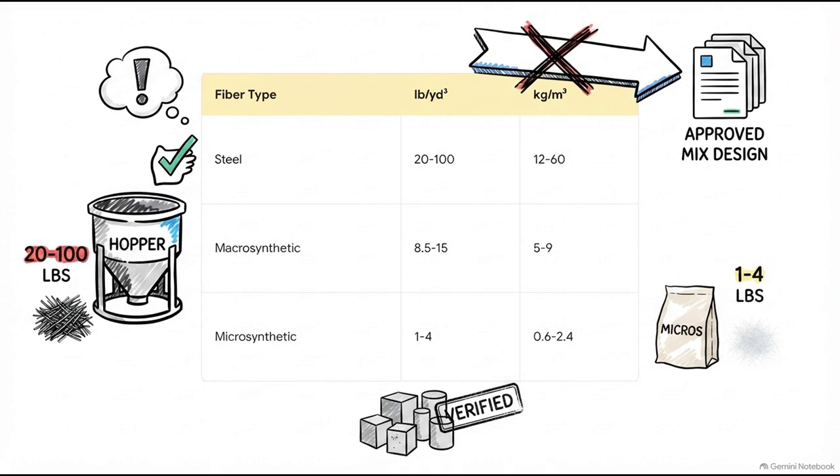But here is the absolutely critical inspector view. Do not, and I mean do not, treat these typical ranges as universal rules for your project. The approved mixture documents always control the actual project. Your specific job is to verify that what's getting dumped into the hopper matches the approved mix design perfectly.